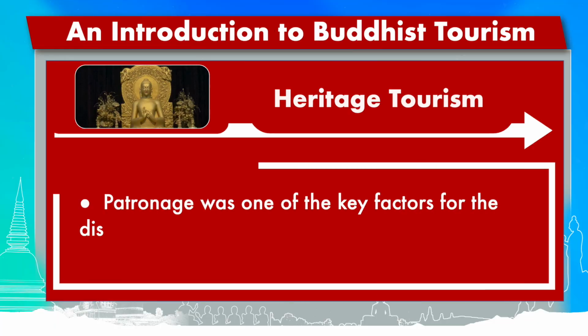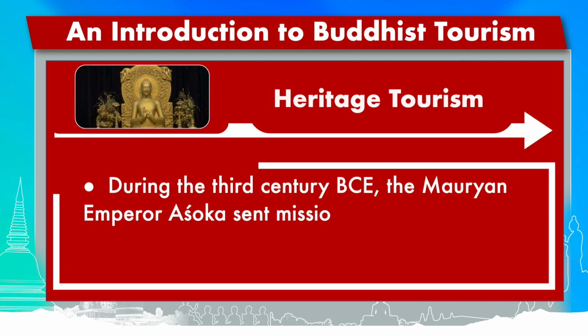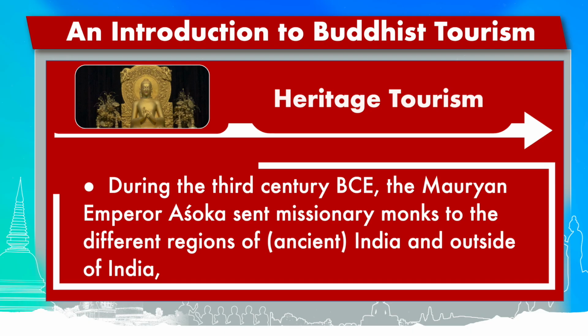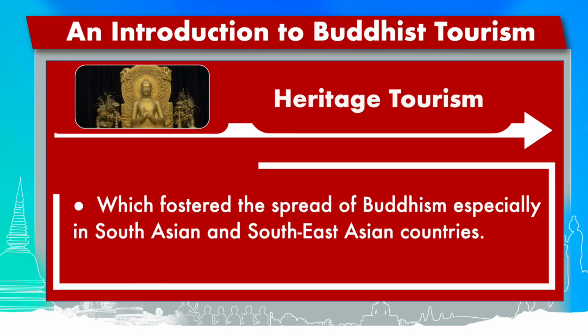Buddhism during the time of the Buddha itself had received both royal as well as community patronage, resulting in a widespread propagation chiefly in the regions of north and eastern India. As mentioned earlier, patronage was one of the key factors for the dissemination of Buddhism since the Buddha's time. During the 3rd century before the Common Era, the Mauryan Emperor Ashoka sent missionary monks to the different regions of ancient India and outside of India, which fostered the spread of Buddhism, especially in South Asian and Southeast Asian countries.